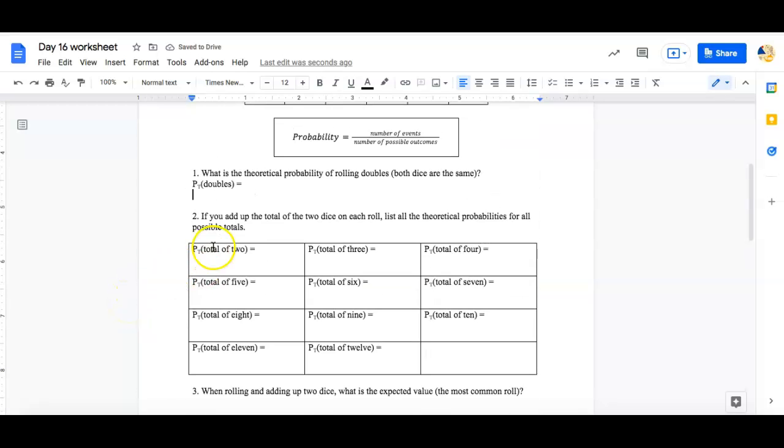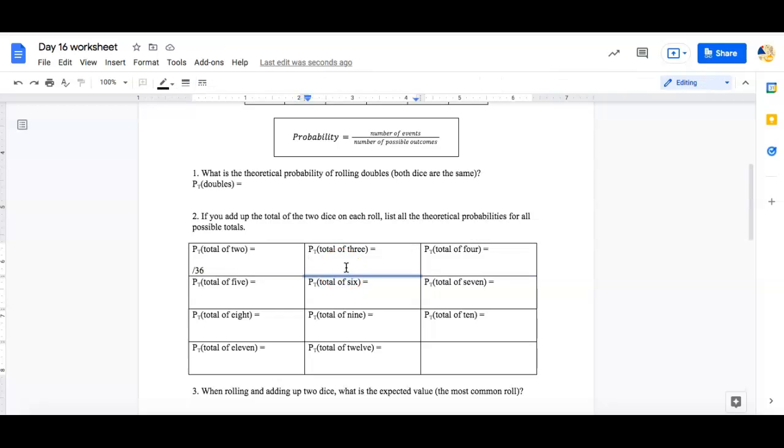All right, guys, a total of 2. The probability that the total is 2. Now on the bottom here, every number, the bottom of the fraction is 36 for every single one of these. So just fill them all out. The bottom is 36.